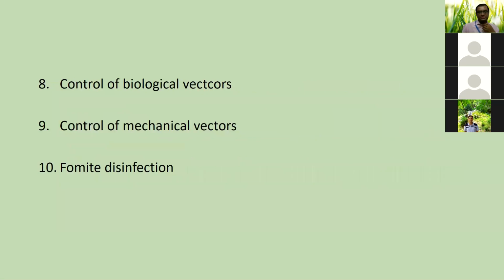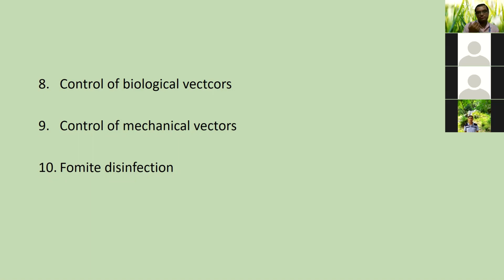Another method is control of biological vectors, because we all know that biological vectors allow the agents to grow inside them. So if we control those vectors, we can control the infectious agent. Controlling biological vectors is also a method of controlling disease. We can use insecticides, pesticides, and biological pesticides also, so that we can control the biological vector.